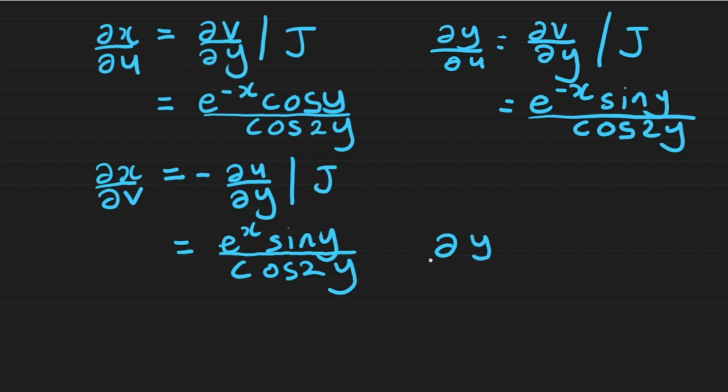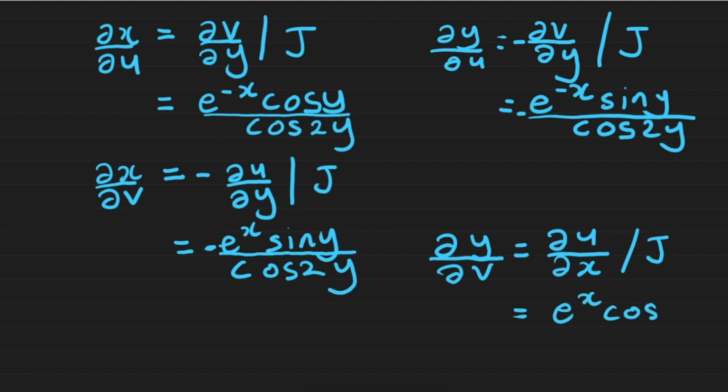And finally dy dv is equal to du dx. Sorry, there should have been a minus here. Okay, I've put it in now. Lastly, dy dv is equal to minus du dx. Also, there should have been the minus sign there as well. So anyway, dy dv is minus du dx divided by the Jacobian, and that's equal to e to the power x cos y divided by cos of 2y.